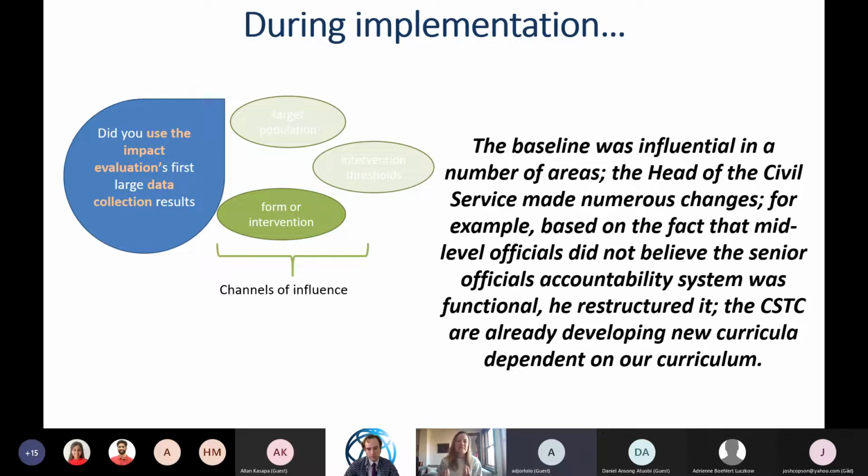So what we heard, or what you were told, is that the baseline was influential in a number of areas. In this case, the head of civil service made numerous changes. For example, based on the fact that mid-level officials did not believe that senior officials' accountability system was functional, this system was restructured. The CSTC already developed new curricula depending on the initial curriculum. So a lot of things happened based on the data that was collected that helped already improve how we were doing things, or how you were doing things, right?